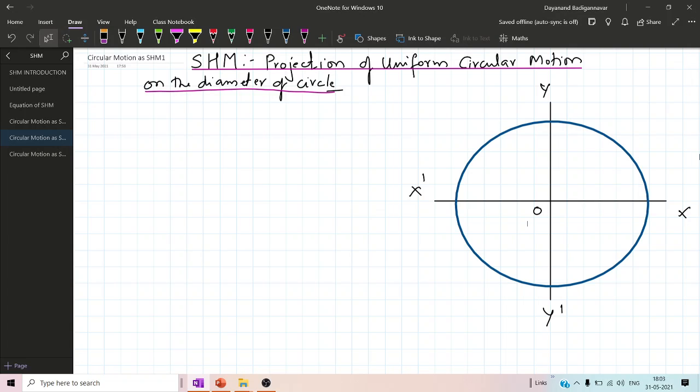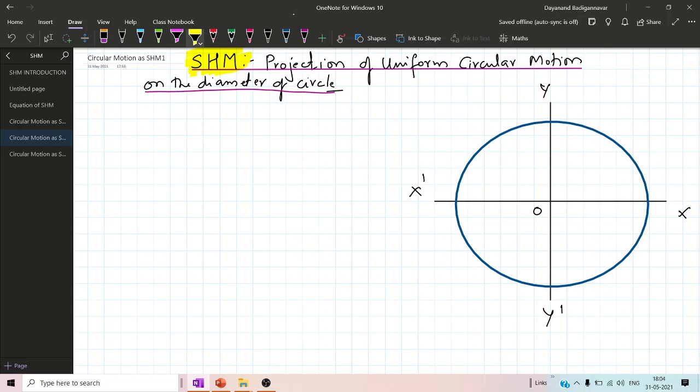In the last class, we learned what simple harmonic motion is. We derived the equation for simple harmonic motion, evaluated the displacement, and understood the meaning of the force constant. Today we will learn one more concept of simple harmonic motion, which will help us understand it in a better way.